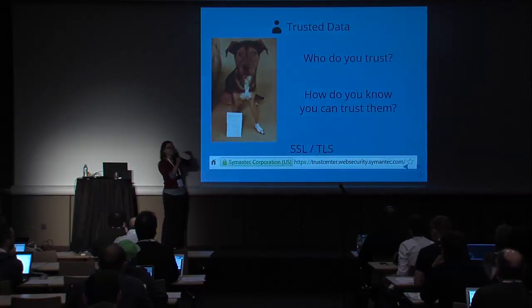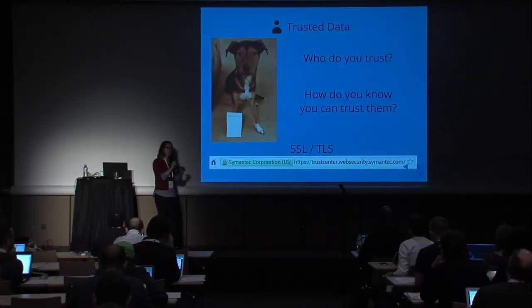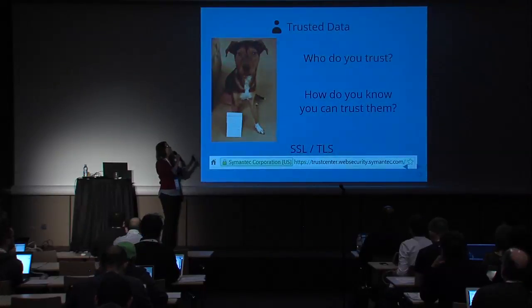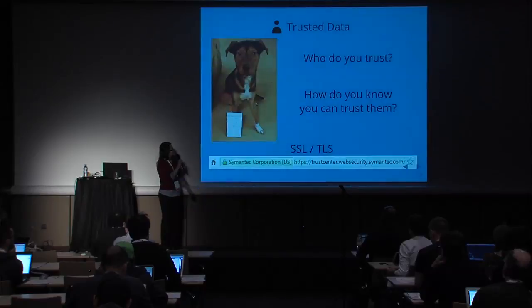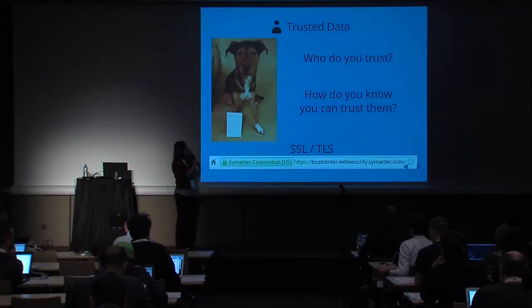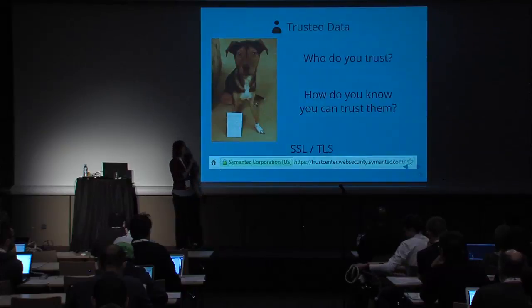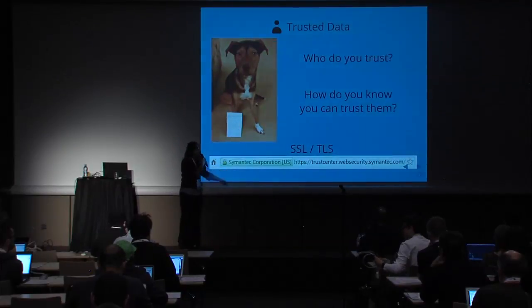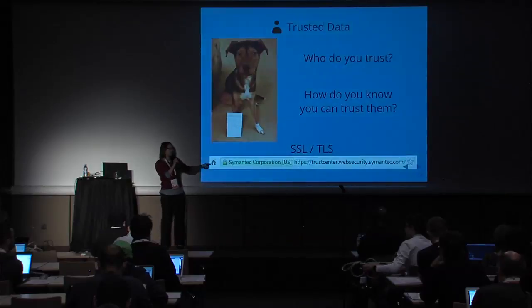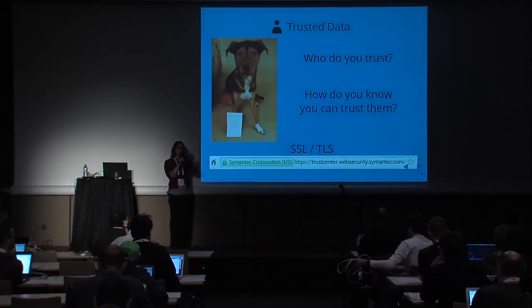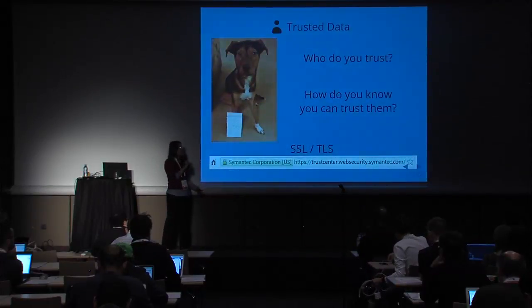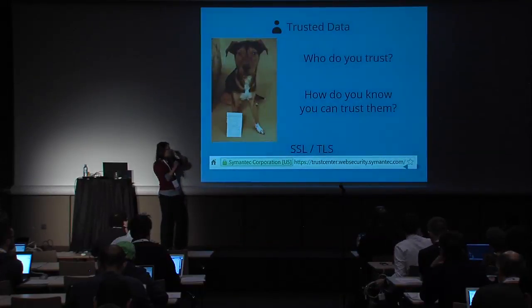So how do you know you can trust where this data is coming from, and how do you trust what this data is? We'll go into that a little bit more in depth. But how do you know you can trust them, and who do you trust? You guys have all seen this, right? Everybody's been on the internet before, this little green bar. This is SSL and TLS, but essentially, this little green bar states that someone has verified that this company exists and that the data you're getting is secure. So this is one way that we define trust and show trust.